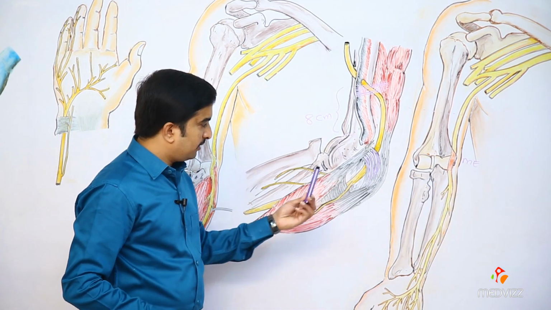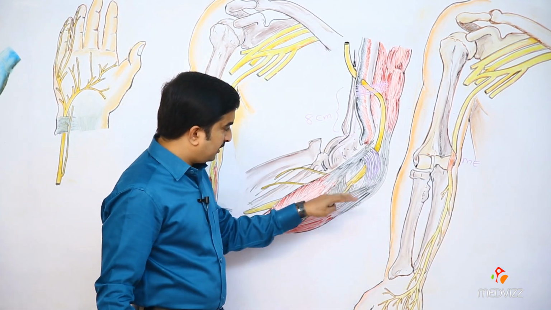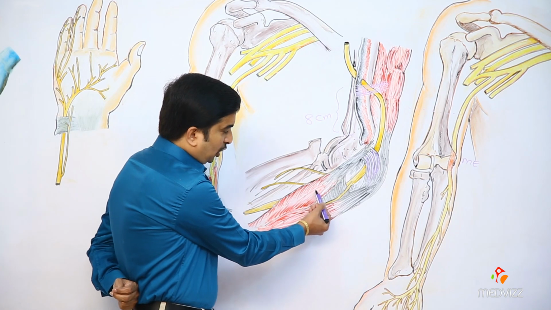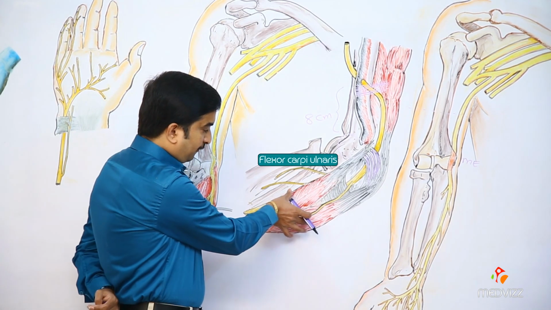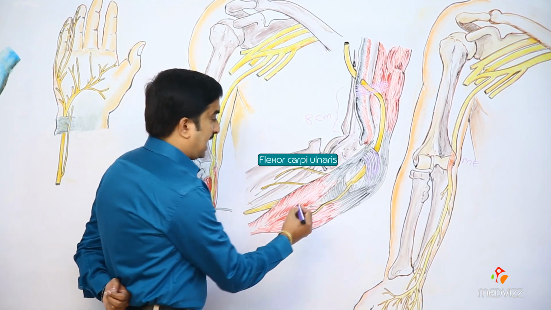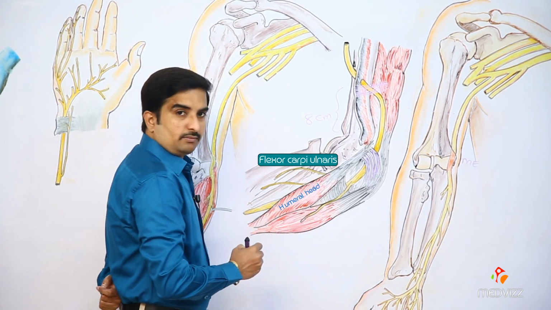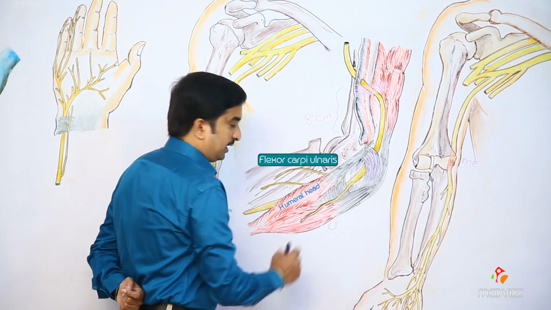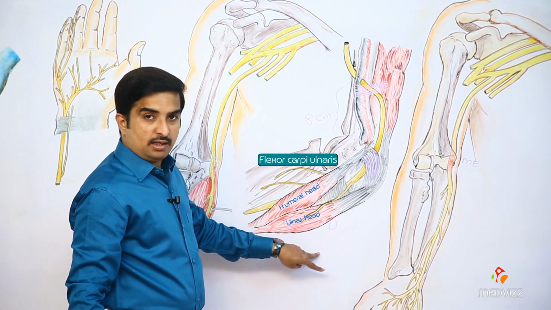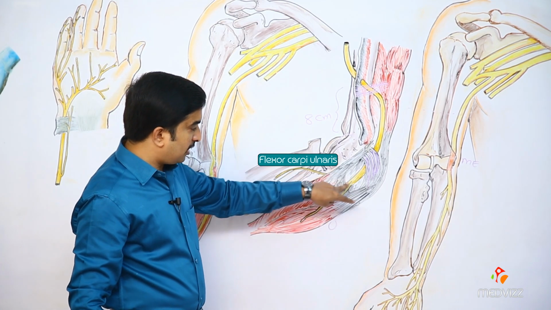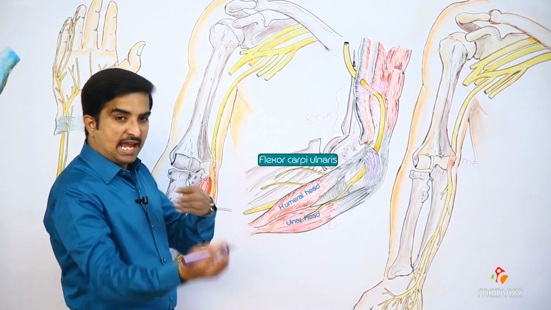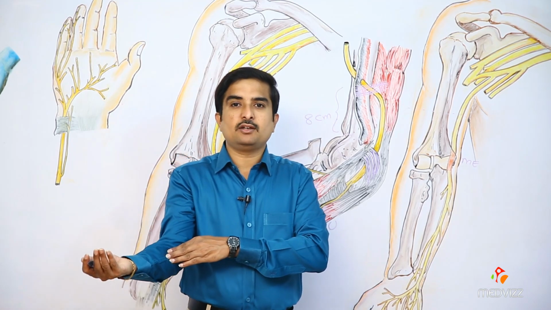From here you can clearly see the nerve is passing between the two heads of flexor carpi ulnaris. So this is the flexor carpi ulnaris muscle. It has the humeral head and it has an ulnar head. So it is passing between the humeral head and the ulnar head of the flexor carpi ulnaris to reach the anterior compartment of the forearm.